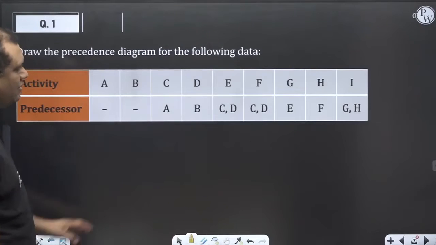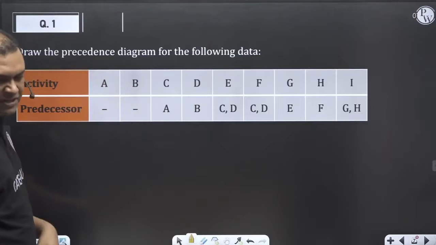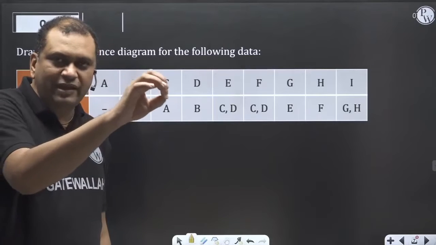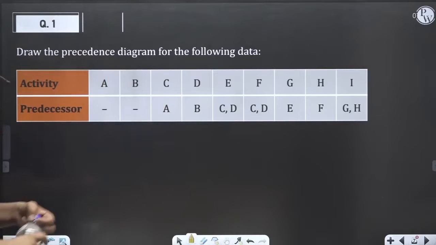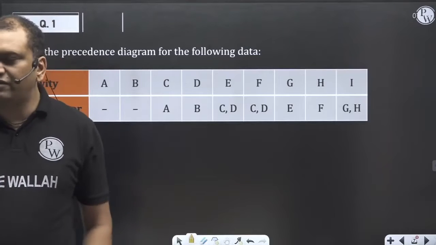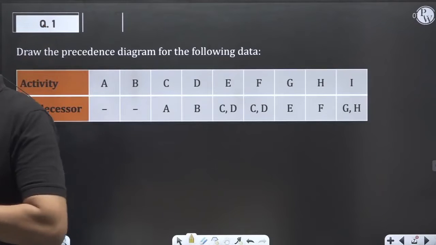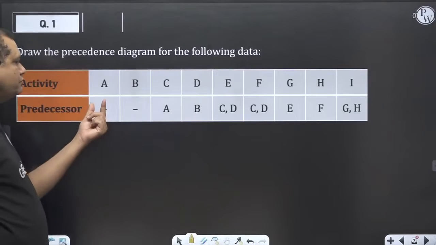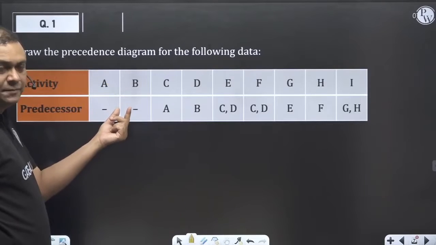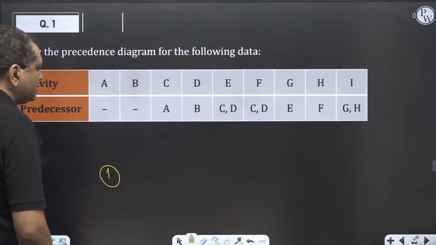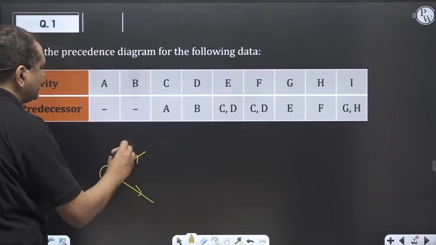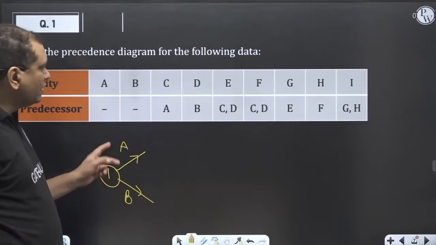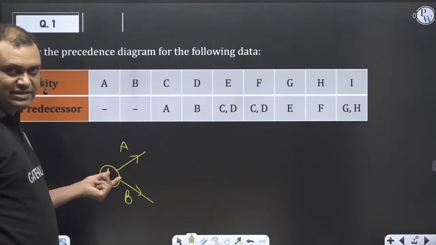So activities A and B do not have any predecessor. Whenever there is a question, I will be a little slow so that you can also start solving on your pen and paper, because unless and until you struggle you will not learn. So activities A and B have no predecessor. It means it will be a burst node. This is activity A, activity B. Only the starting node will not have any predecessor. So both these activities will start from the start node. That is the indication, okay?